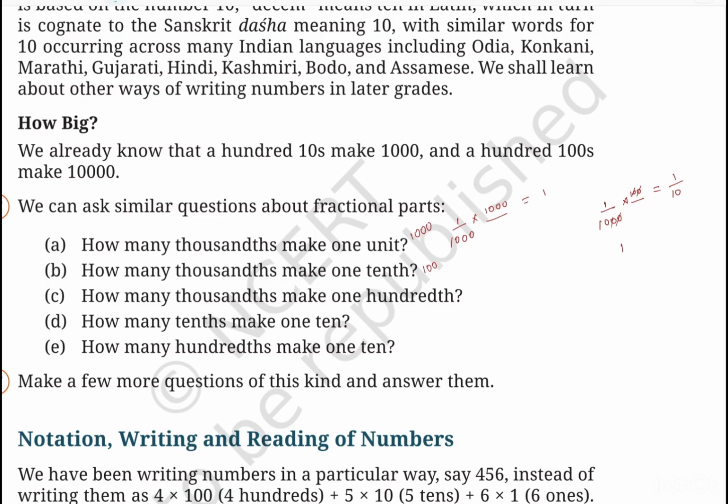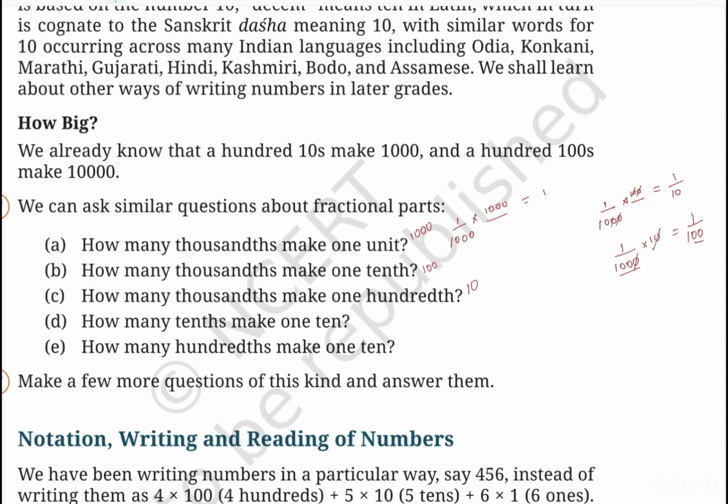Next question, how many thousandths make 1 hundredth? That is, we have to multiply the thousandths by a number so that we get hundredths. Here the 3 zeros and here only 2 zeros. So we can multiply it by 10 so that 1 zero can be cancelled and we get hundredths. So we have to multiply thousandths by 10.